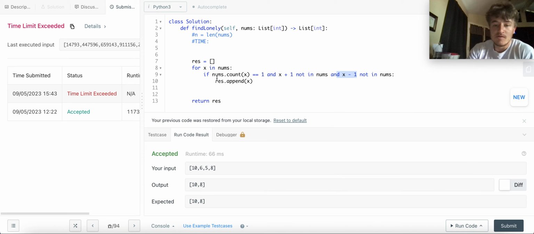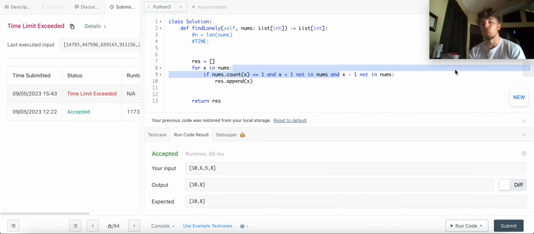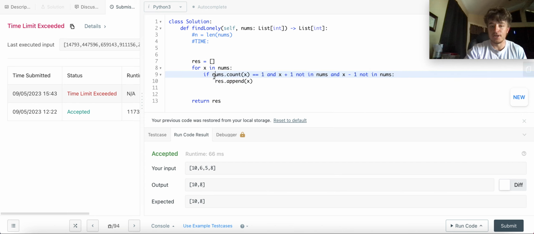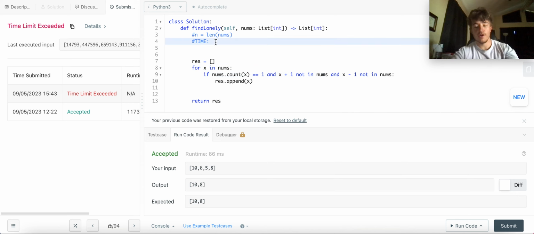That means you're going to take n operations, because you have to look at the whole array to find how many times x exists. You have to look at the whole array to make sure that x plus 1 doesn't exist. And you have to look through the whole array again to make sure that x minus 1 doesn't exist. That's 3n operations. So for every n number, we have to do 3n operations. So that's 3n squared, or big O of n squared.